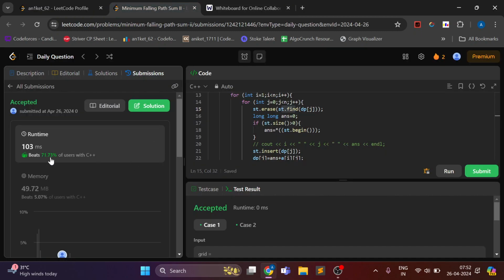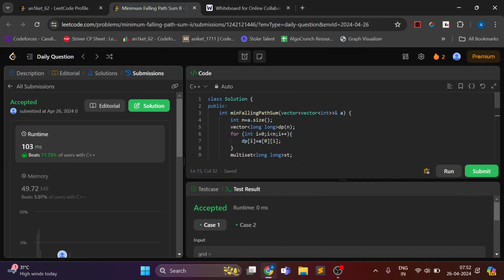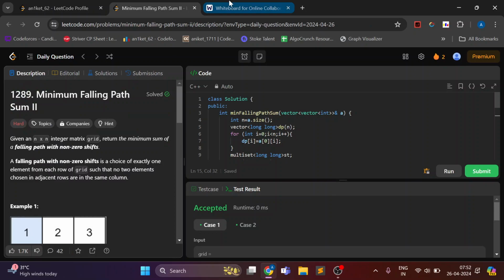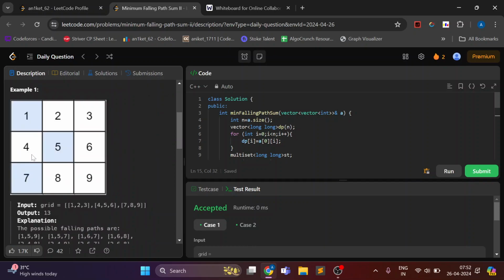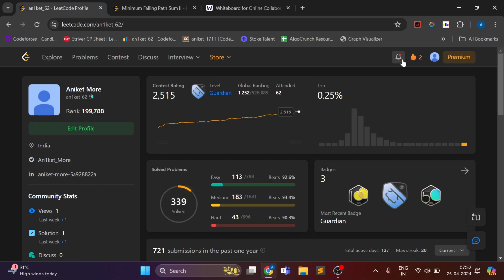So I can use both the solutions, and I think this was definitely not a hard problem. If you see, this is a standard problem. This kind of concept is very repetitive. So I think that's it from my side.